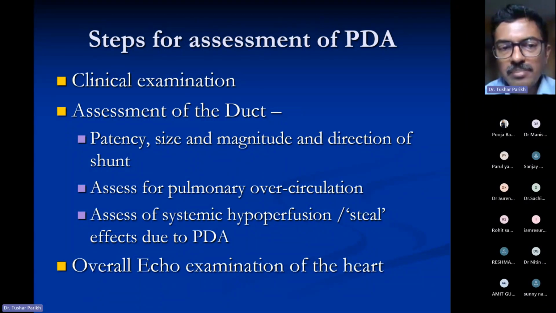Characteristics of the PDA by patency, size, and magnitude of shunt. Number two, look for pulmonary overcirculation. And number three, look for systemic hypoperfusion. And then look overall on echo to see if there are any associated cardiac anomalies.